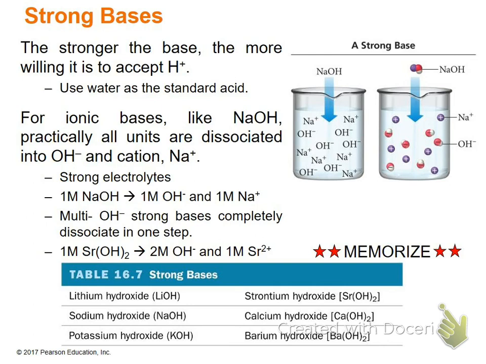For example, we have lithium hydroxide, sodium hydroxide, potassium hydroxide. A lot of these hydroxides on the left side of the table are all based off of group 1 elements in the periodic table. And the bases on the right hand side of this table are based off of group 2 elements, the alkaline earth metals in the periodic table. So as long as you memorize these 6 strong bases, then you should be fine on the test. Anything that's not one of the 6 bases listed here will be considered a weak base.